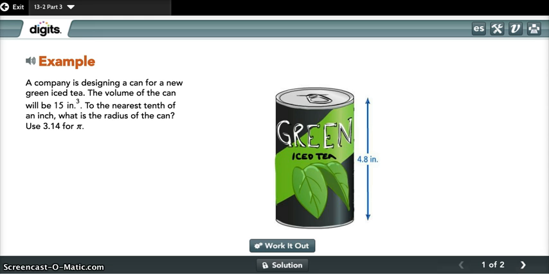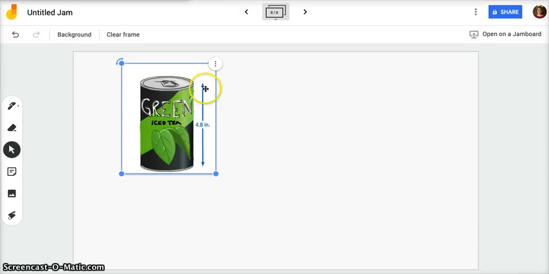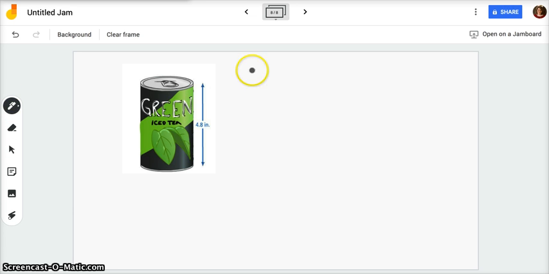So on our last problem together, it says that a company is designing a new can for iced tea, and the volume of the can will be 15 cubic inches. So here's the height of the can. They want to know what is the radius if the volume is 15. So right now we know the volume is 15, so we need to find out what is the radius.